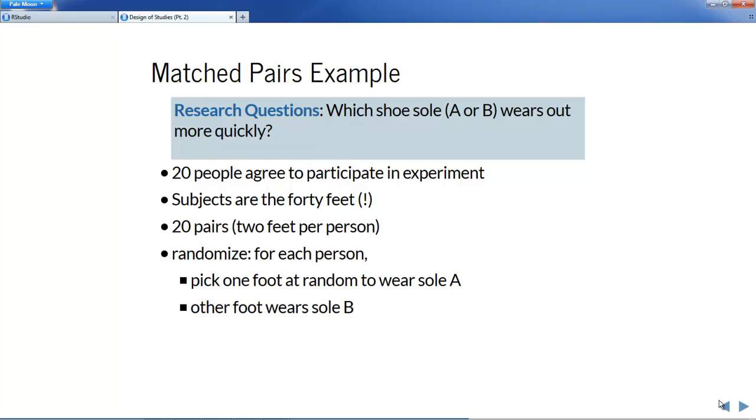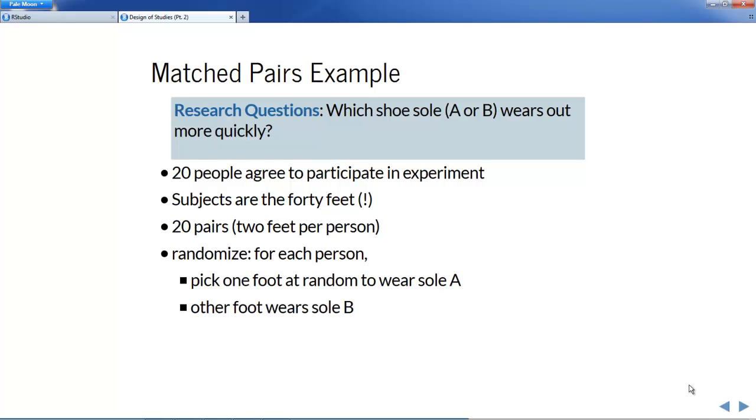And say you have 20 people who agree to participate in an experiment. There are 20 people, and 20 people would presumably have 40 feet. The subjects in this experiment won't be people. They'll actually be the 40 feet. But those 40 feet naturally come in 20 pairs, and members of each pair are very similar because the pairs of feet will be feet that go with each person. So, the way you randomize after you've blocked is that for each person, you pick one of the feet at random to wear sole A, and the other foot will wear sole B.